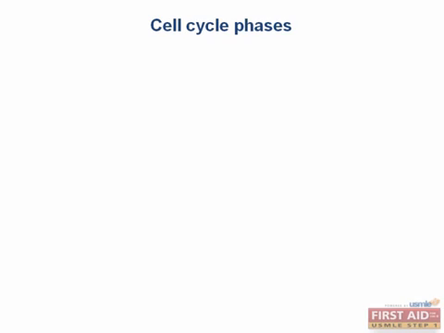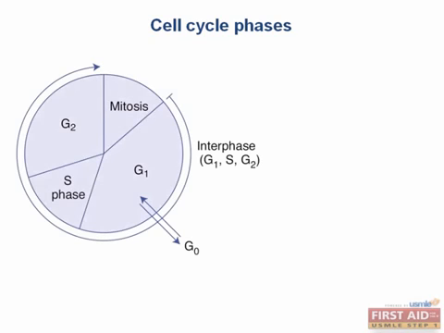To begin this section, we'll talk about the phases of the cell cycle. The most general phases of the cell cycle are interphase and mitosis, where interphase is basically growth of the cell, and mitosis is its division. Let's start with interphase, which itself has three parts, G1, S, and G2.